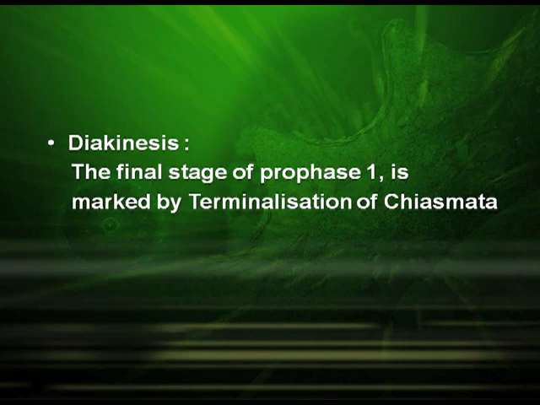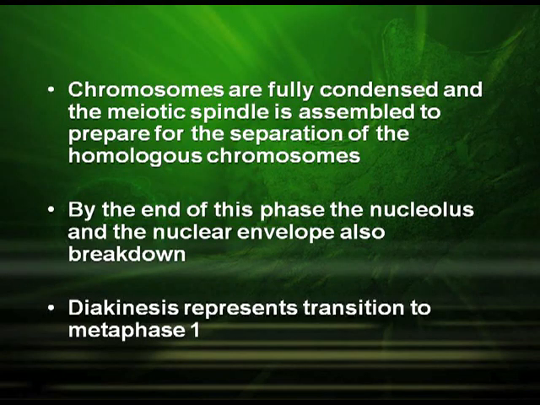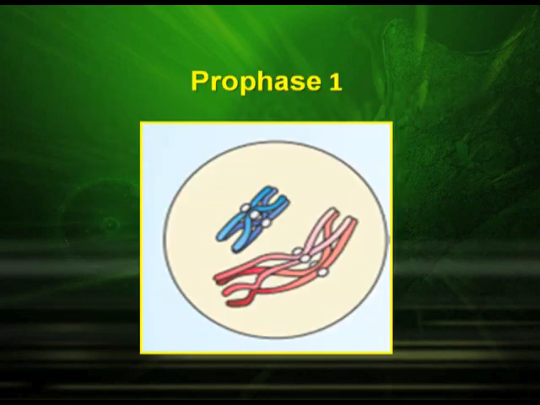Diakinesis is the final stage of prophase I. It is marked by terminalization of chiasmata. Chromosomes are fully condensed and the meiotic spindle is assembled to prepare for the separation of the homologous chromosomes. By the end of this phase, the nucleolus and the nuclear envelope also break down. Diakinesis in fact represents transition to metaphase. Look at the pictorial depiction of prophase I. Notice that these are 2 dyads, meaning there are 4 chromosomes and 2 pairs of chromosomes.